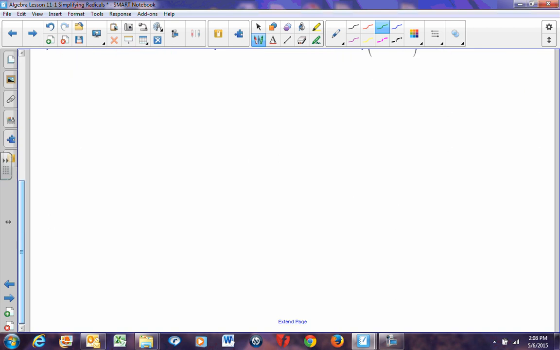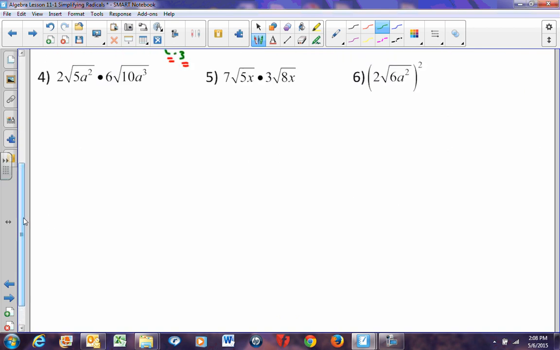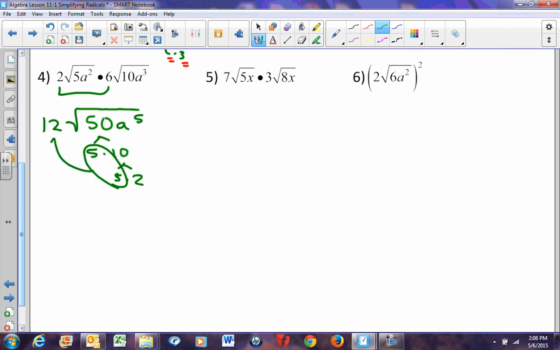Let's do a couple more. 2 square roots of 5a squared times 6 square roots of 10a to the third. Outside times outside, that's 12. Inside times inside would be 50 a to the fifth. Remember, you add exponents in chapter 8. 50 is 5 times 10. 10 is 5 times 2. So this 5 is multiplied by that 12, so that makes it 60.